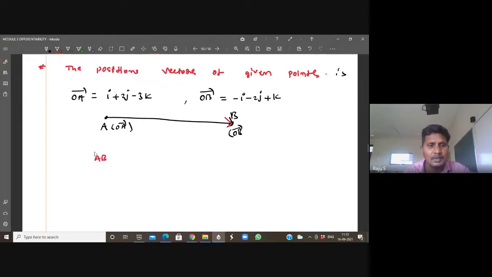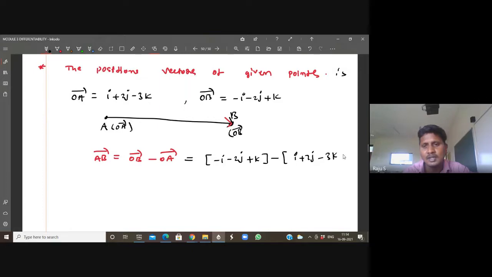That is, AB vector can be written as OB vector minus OA vector. Always this is the formula: AB vector is equal to OB, the position vector of the end point, minus the position vector of the starting point. Like we know OB is minus i minus 2j plus k, minus of i plus 2j minus 3k. Got it? Right, this is equal to minus 2i minus 4j plus 4k. This is the vector AB.